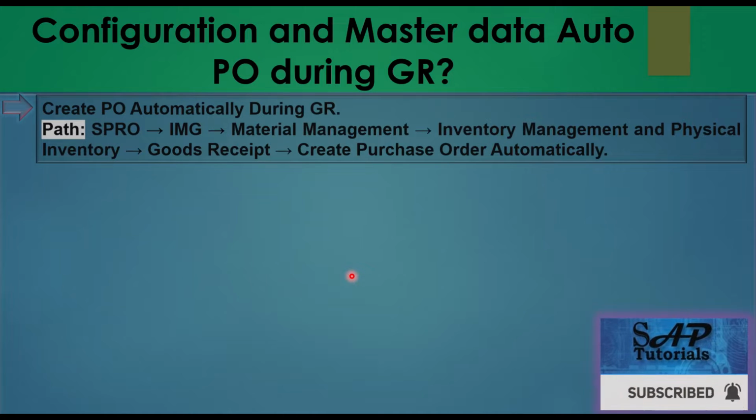So first, while creating a purchase order automatically in GR, we have to activate this check at this path. SPRO, implementation guide, reference IMG, then Materials Management, Inventory Management and Physical Inventory, Goods Receipt, and there is one tick, Create Purchase Order Automatically, under the goods receipt section. So definitely it will allow creating a purchase order while doing goods receipt.